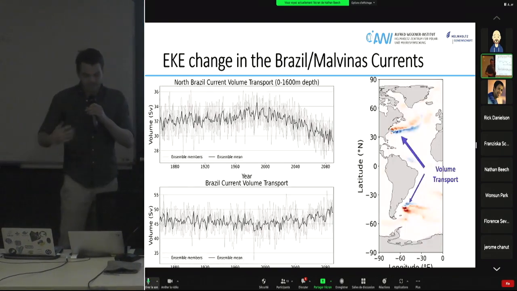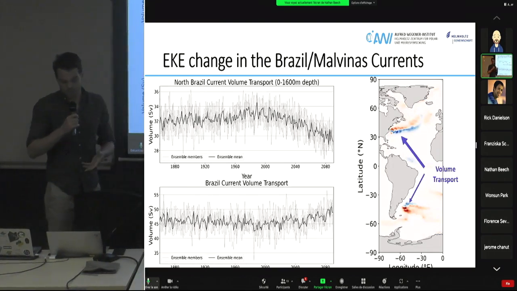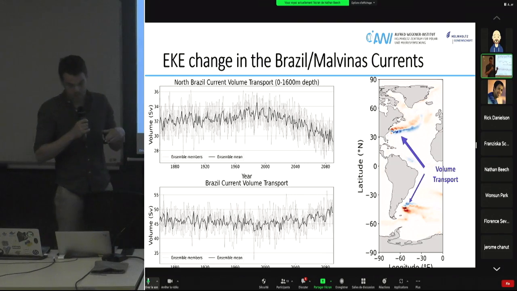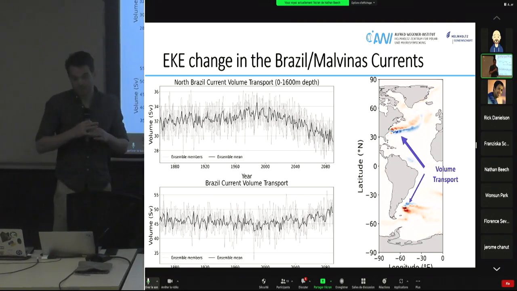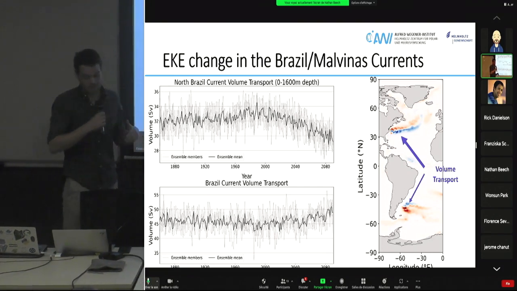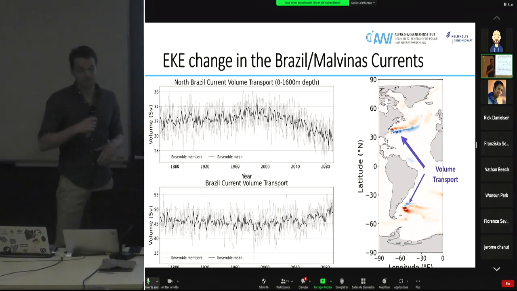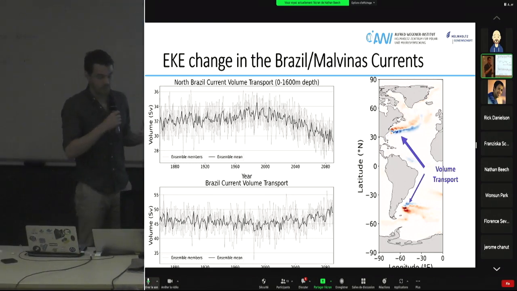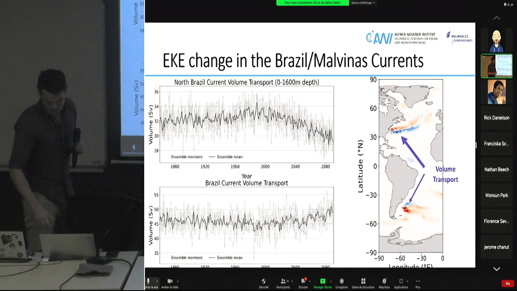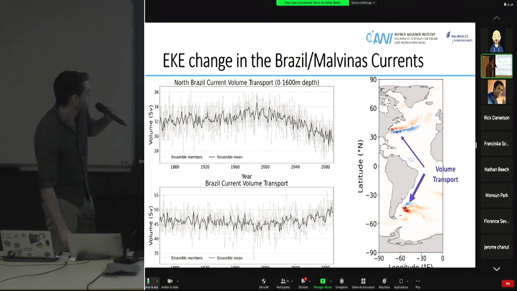And so digging into the model data set a little bit more, we looked at changes in volume transport in the North Brazil current and the Brazil current, and we found that volume transport through the North Brazil current declines as eddy activity in the Gulf Stream declines, and as well volume transport through the Brazil current increases. So there's the change. And so that lines up pretty well with the changes in eddy activity that we see.